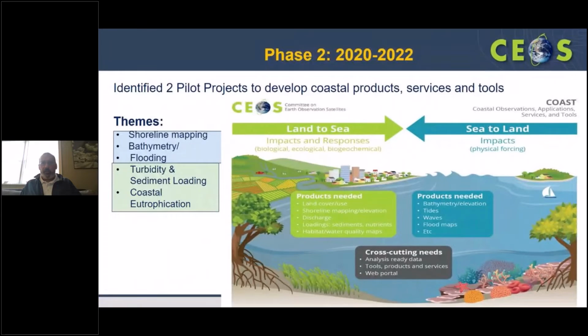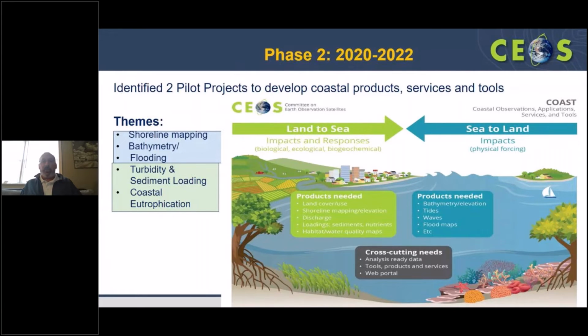So COAST, again, is focused on this very important coastal zone, and particularly as you see here, the interface between the land and the sea. And in that context, COAST is made up of three different components. The first one is we have a sea to land component, which is focused on primarily physical forcing and impacts such as flooding and inundation and erosion. And then there's the reciprocal impacts for the land to sea, which is looking at impacts and responses, more so focusing on biology, ecology, and biogeochemistry.